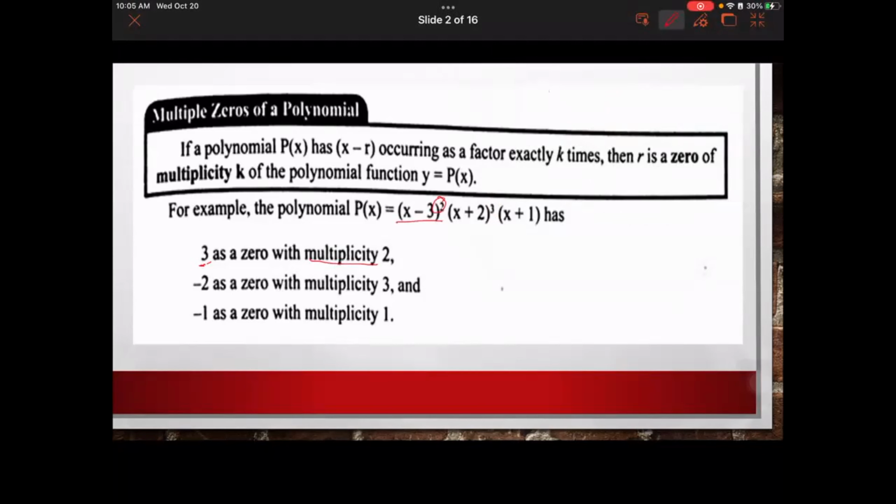Then, the next is negative 2, from the x plus 2, with a multiplicity of 3 because you have the cube there. Then, you have here negative 1, with a multiplicity of 1 because its exponent is just 1. So, that is our given.